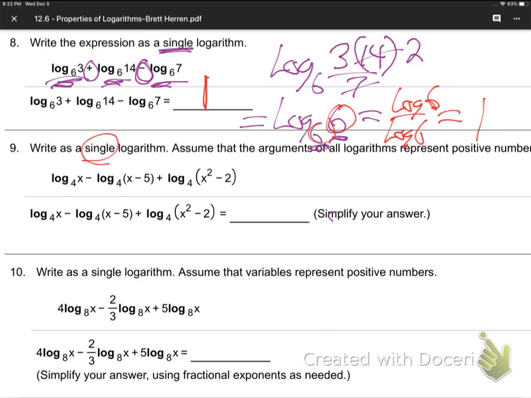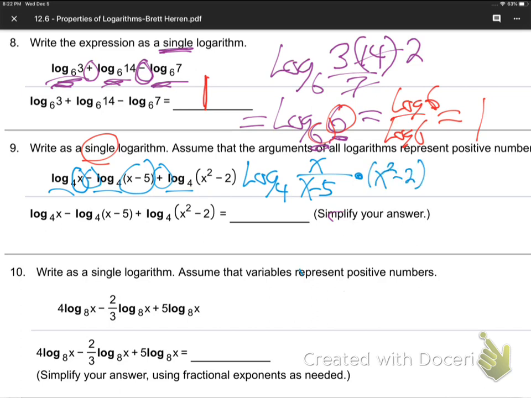Again, make it one log, a single log. So here we go. It's going to be 1 log base 4, right? They're all log base 4. They got to have the same base or we can't do any of this. x divided by x minus 5, plus, that means times, x squared minus 2. Right? Because plus means times, minus means divide.